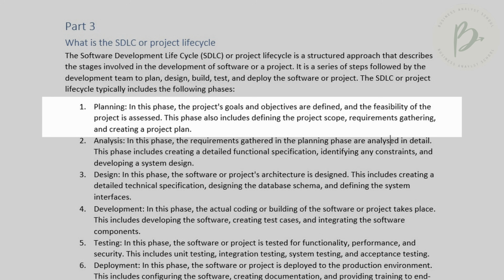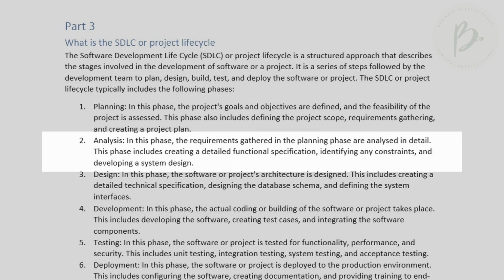We also define the project scope. We also look at requirements gathering, and we also create a project plan. Now, that project plan is consisted within our scope, which we looked at in part 2. The scope of the project, which is like analyzing the current system, selecting the suitable cloud-based system, and all that. Please look at part 2 to refresh your memory.